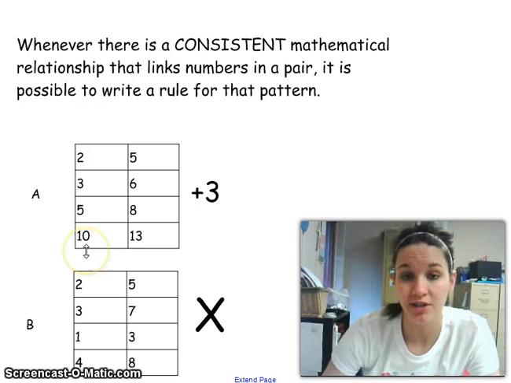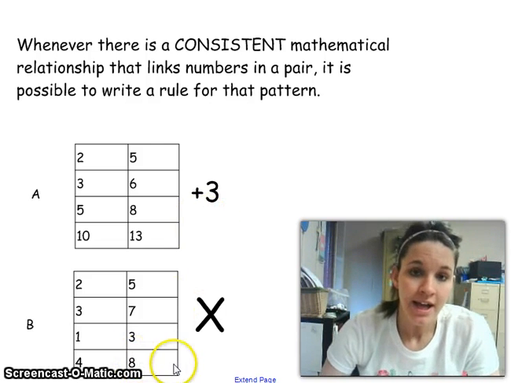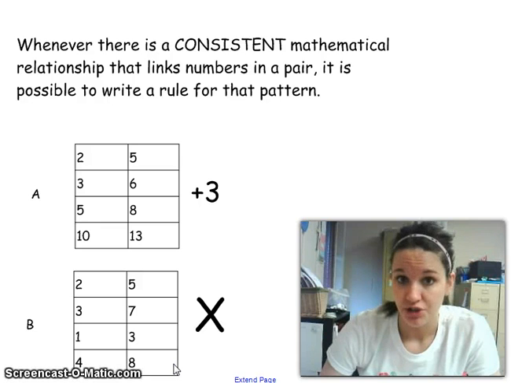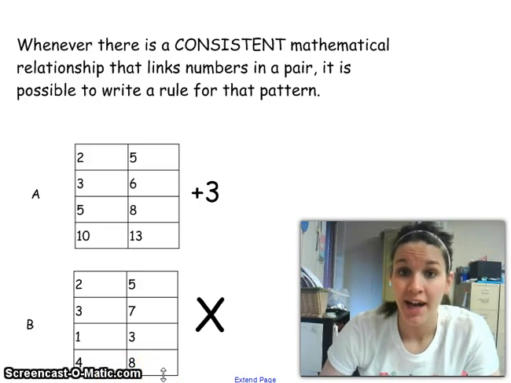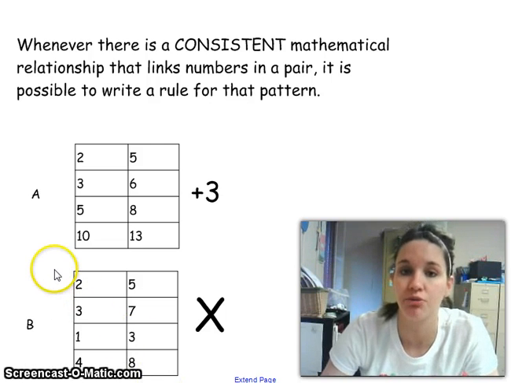So if 12 were on table A on the left, you would know that 15 would be on the right because that's plus 3. In my bottom table, there was no consistent relationship. If I would add a number at the bottom, I would have no idea what to do on the right because there wasn't a consistent pattern. So we can't create rules unless there are consistent patterns.